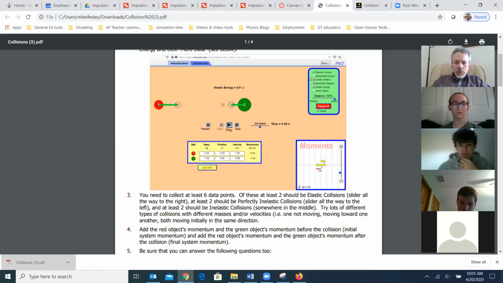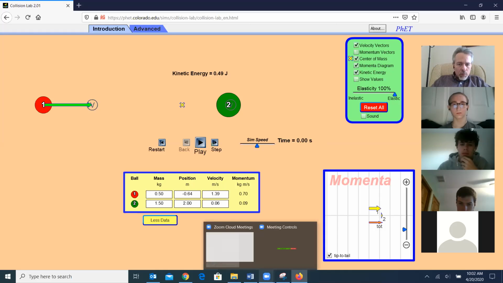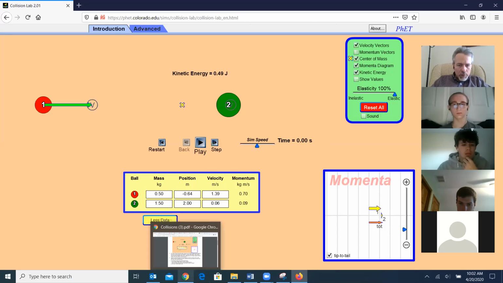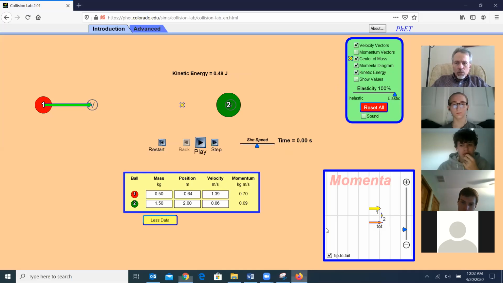So I'm going to come back to my lab here. Do you see where it has elastic here? An elastic collision is when you have it all the way over on the right. So you just do at least 2 collisions, and they could be in whatever direction you want. That doesn't matter. I want 2 collisions that are elastic. And I want, where's that? Lost my place again. I want 2 collisions that are perfectly inelastic. So 2 collisions that are perfectly inelastic. It's way over here on this end.